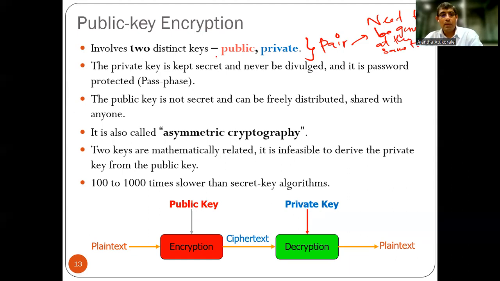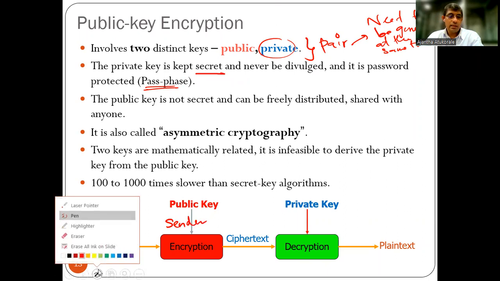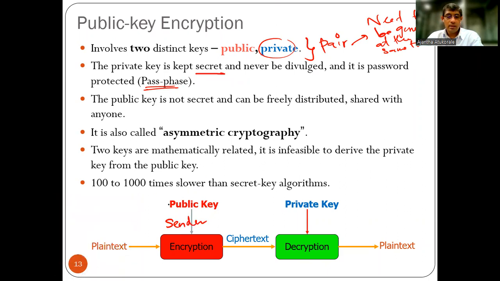Okay. The private key is kept secret. Now the word private says it's secret. It should never be divulged, and it is password protected, what we call a passphrase. That means, again, I'll take this sender here. So the sender will be creating a pair. Let's say the sender is A and the receiver is B, right? So he has a pair.